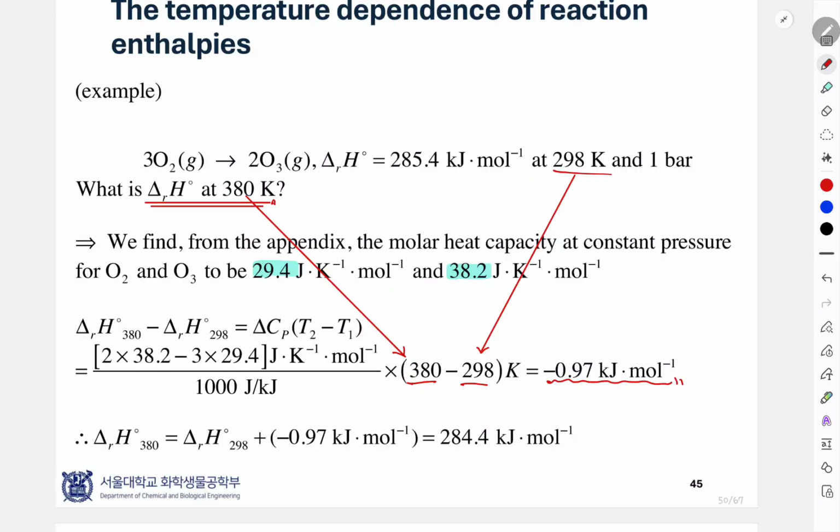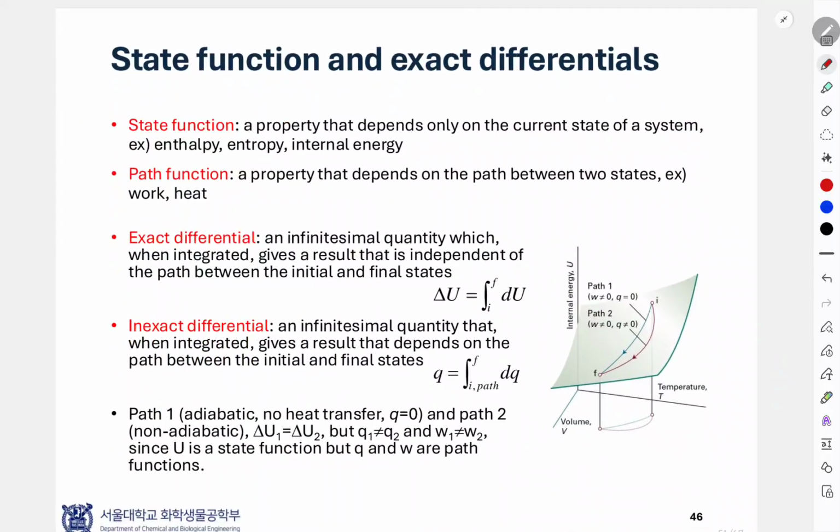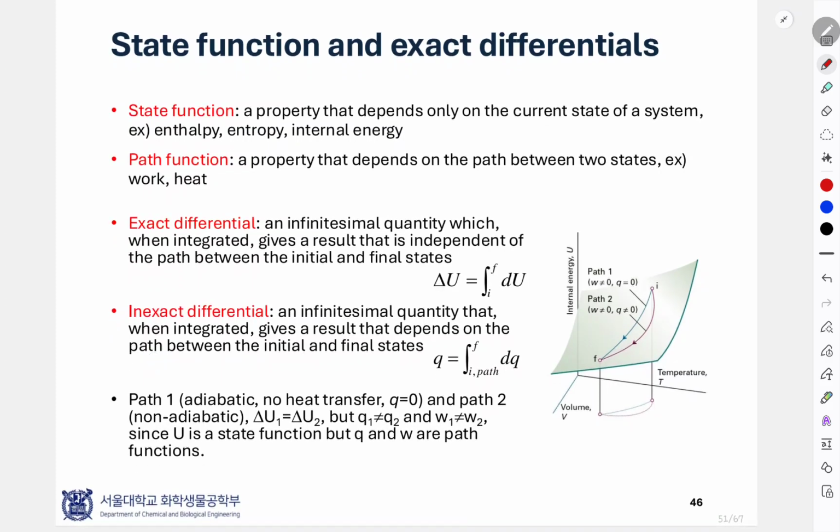So in this chapter, we will learn the thermodynamic procedure, the manipulation of equations involving the state function. State function is important, as I mentioned. It is a property that depends only on the current state of the system, for example, enthalpy, entropy, and the internal energy. In contrast, physical quantities that depend on the path between two states are called path functions, for example, work and heat.